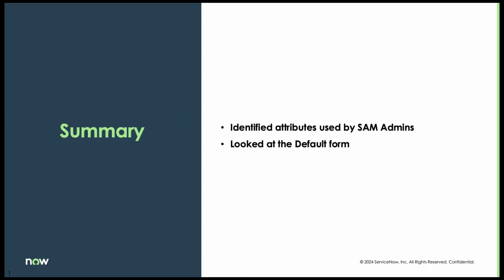All right, so today we covered software discovery models. We identified the attributes that software asset managers use or tend to look for on the software discovery models. We also looked around the default form, saw what the default form had on it, and that we're able to make some updates to that if we needed to.